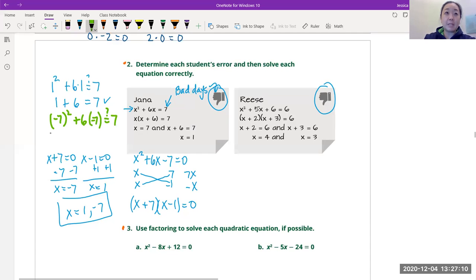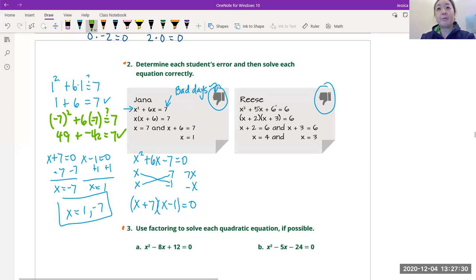So -7 times -7 is positive 49, and plus 6 times -7 is -42. Does that equal 7? Yeah, 49 minus 42, 100%. Okay, and so those are the only 2 answers that will work. Any other answer is not going to work, or else we would have found it.